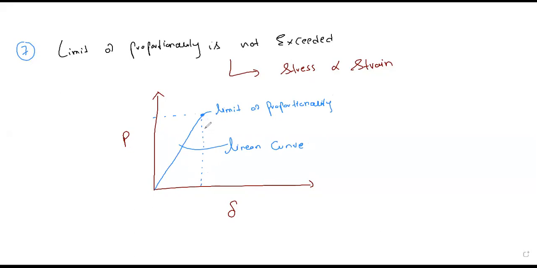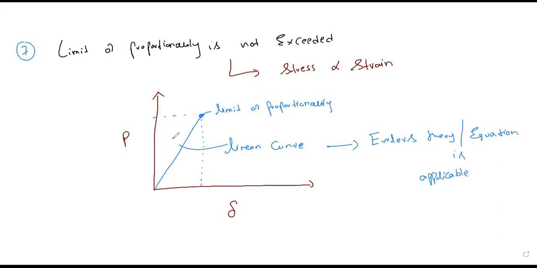So the limit of proportionality is not exceeded; the column's stress under deformation stays up to here. What happens if it is crossed? Your graph will change. When your graph changes, automatically your derivation of Euler's theory will also change. Why? Because only till this extent is your Euler's theory or equation applicable.